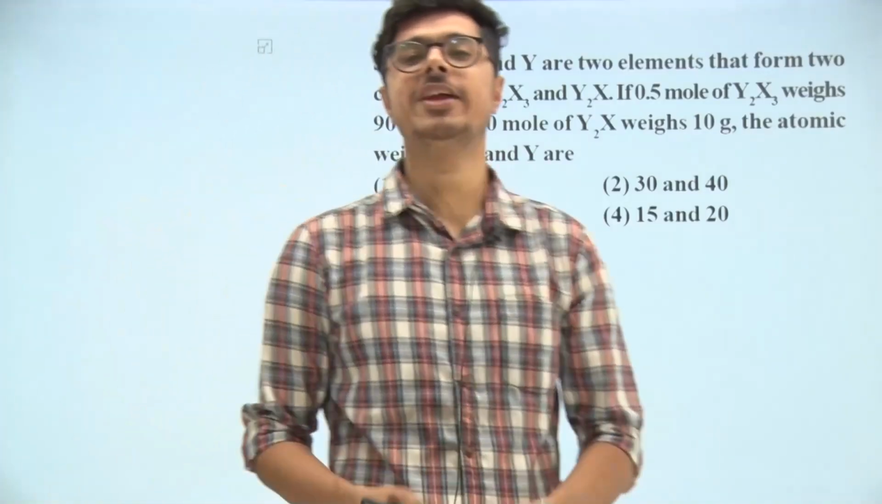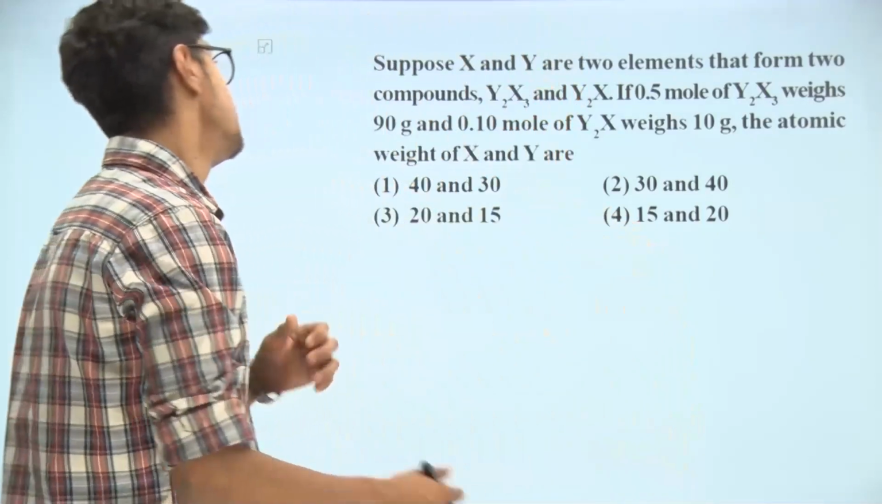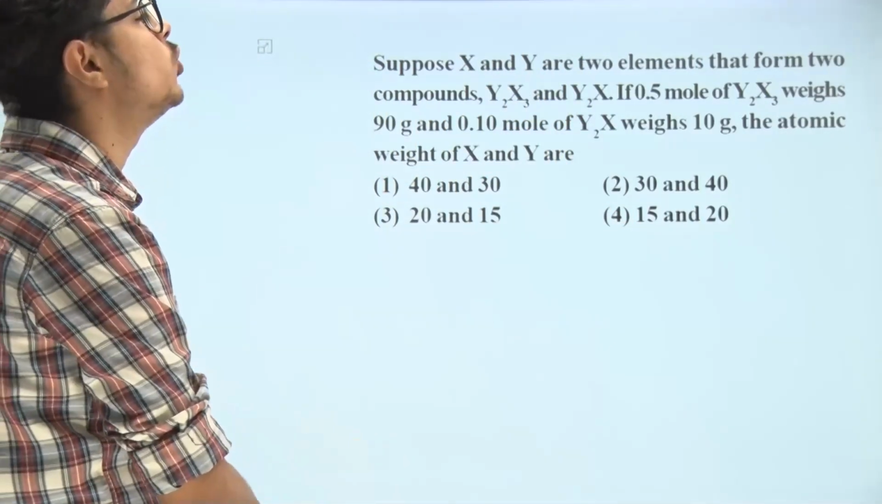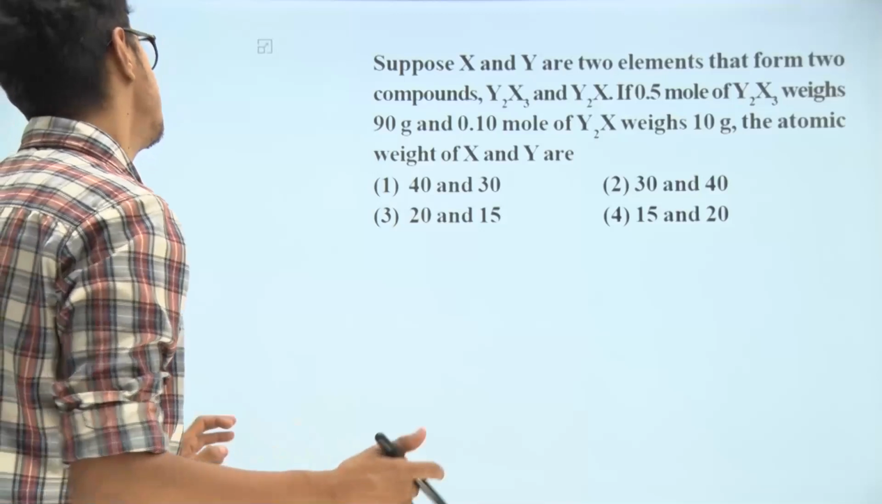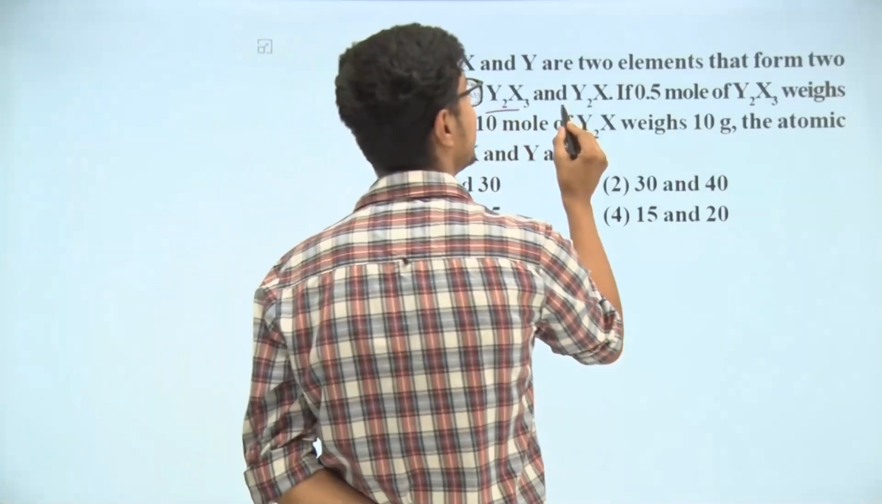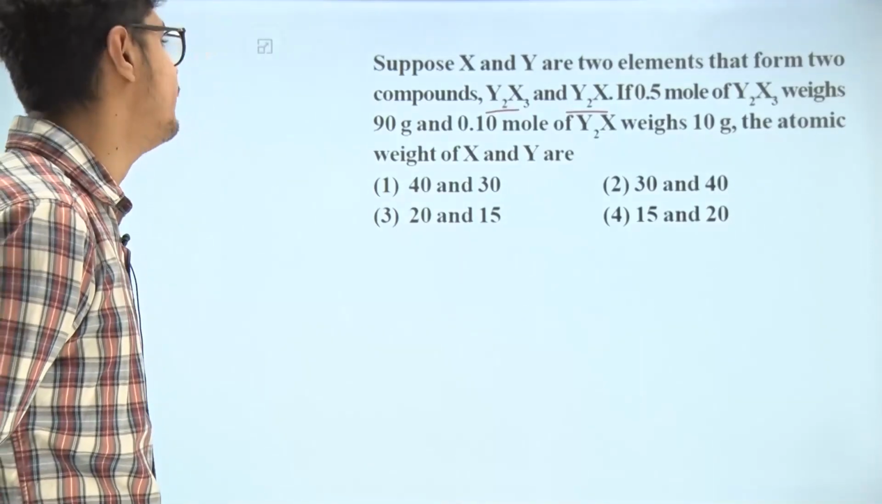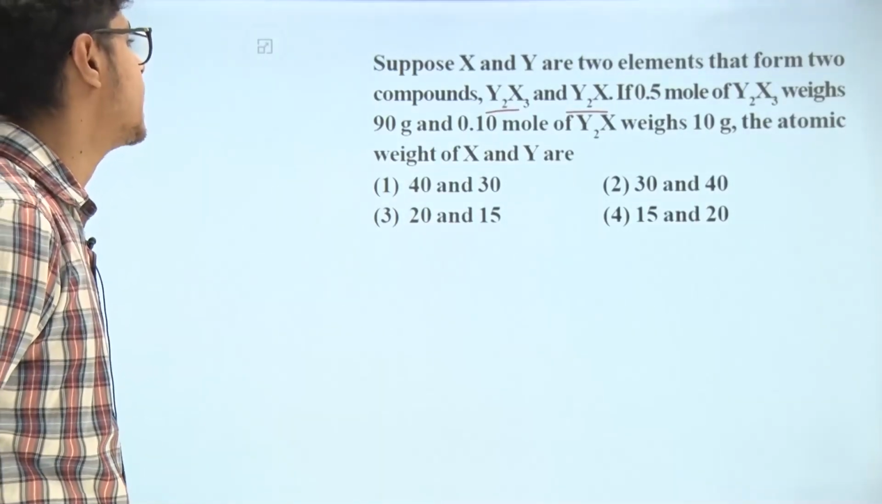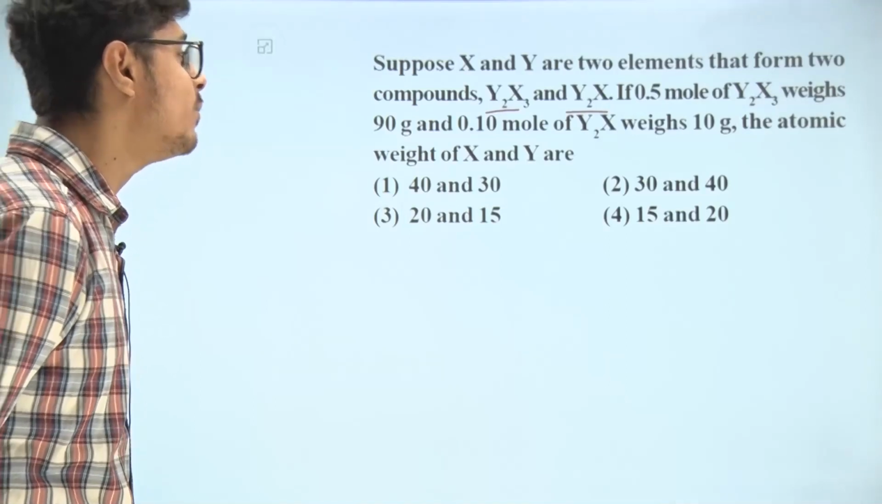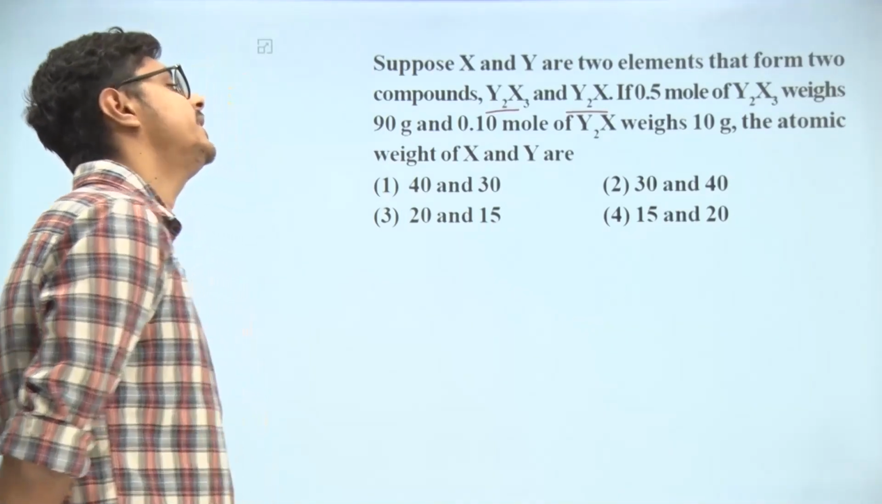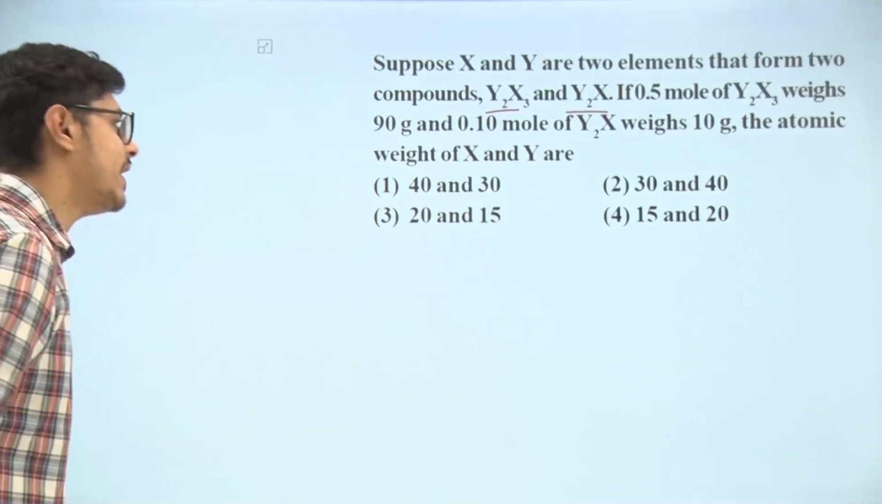Hello students, coming to the next question. Our next question is, suppose X and Y are two elements that form two compounds, Y2X3 and Y2X. If 0.5 moles of Y2X3 weighs 90 gram and 0.1 mole of Y2X weighs 10 gram, then the atomic weights of X and Y are?